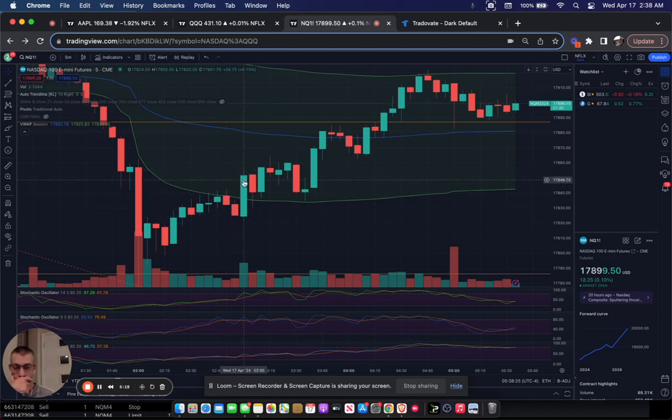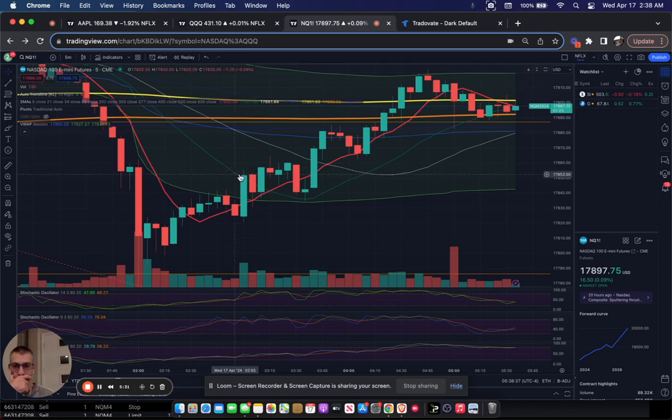And this is what? 12 o'clock, midnight on the West Coast, 3 o'clock on the East Coast. We reject. I don't even know why this happened here. Maybe it was a moving average. I don't even really keep the moving averages on anymore. Yeah, it was kind of like on the 21 and rejected off the 21. Comes back on the VWAP.